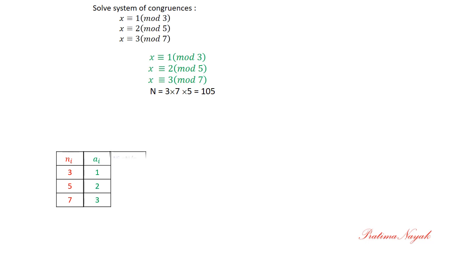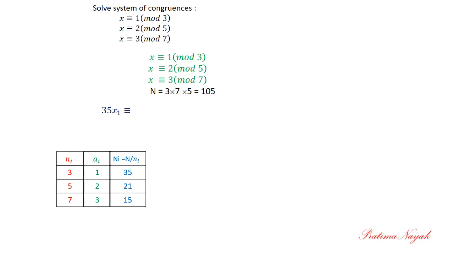Now coming to individual capital N. Capital Ni is equal to N upon small ni. So capital N1 will be 105 divided by 3, that will be 35. N2 will be 105 divided by 5, that will be 21. And N3 will be 105 divided by 7, that will be 15. To find the value of x1, x2, x3.